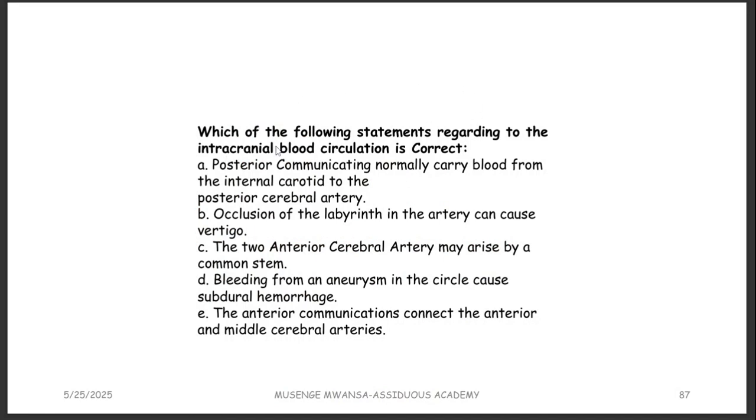Which of the following statements regarding the intracranial blood circulation is correct? Posterior communicating normally carries blood from the internal carotid to the posterior cerebral. Occlusion of the labyrinthine artery can cause vertigo. Vertigo is where you feel like you're spinning. The two anterior cerebral arteries may arise by a common stem. Bleeding from an aneurysm in the cerebral artery causes subdural hemorrhage. The anterior communicating connects the anterior and middle cerebral artery. Any thought?